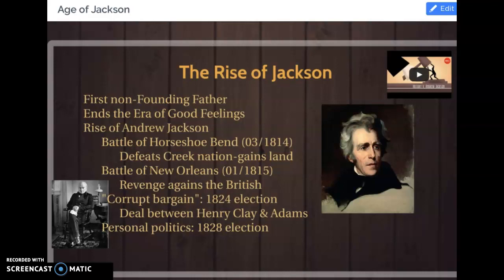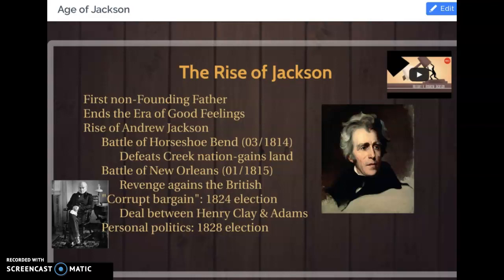Anyways, the corrupt bargain in the 1824 election was that the election went between four different guys. Jackson was the top vote getter, with John Quincy Adams as the second highest. So it's going to be a runoff between those two. The other two guys dropped out, but one guy, Henry Clay, who I believe was Speaker of the House, decided to make a deal with John Quincy Adams and said, I will sway the vote towards you if you make me Secretary of State. And so that's what happened.